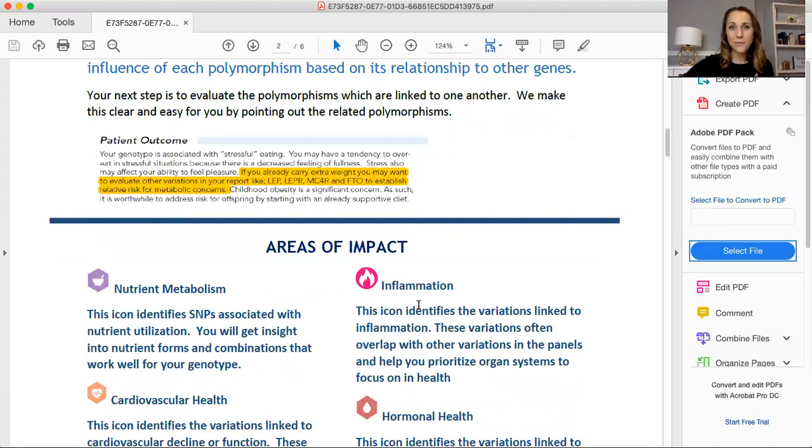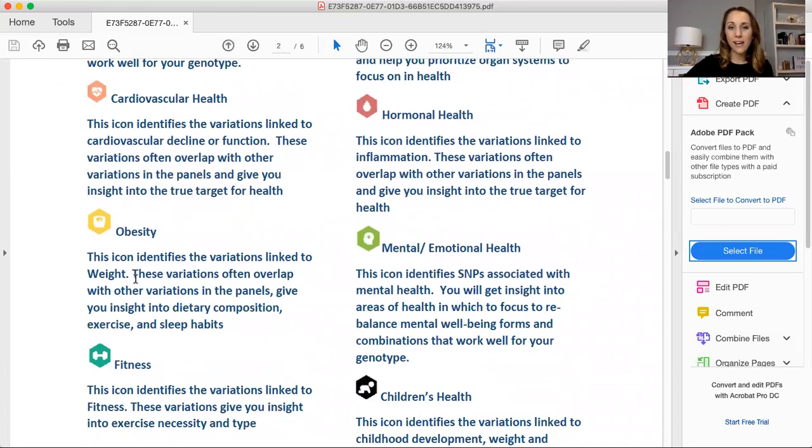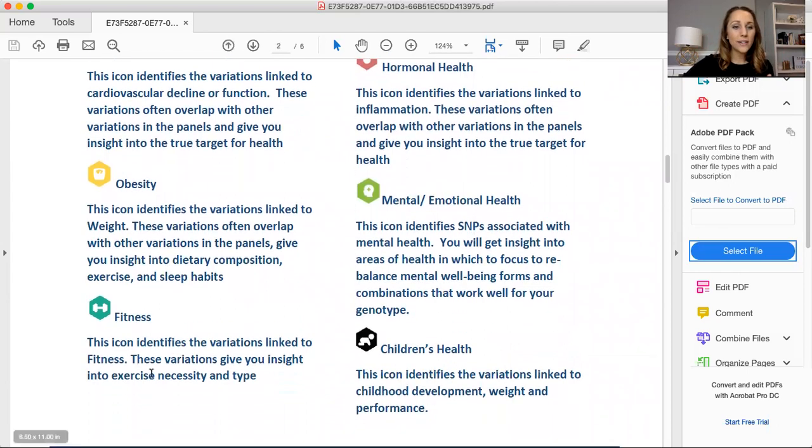So here are the areas of impact and the symbols. So nutrient metabolism, and it's sort of like that mortar and pestle symbol. Inflammation with the fiery symbol. Cardiovascular health with the heart. Hormonal health with the blood drop, obesity with the scale, mental emotional health with the silhouette of the head, fitness with the barbell, and children's health with the little silhouette of the child. And so these are the ways that we've broken down.